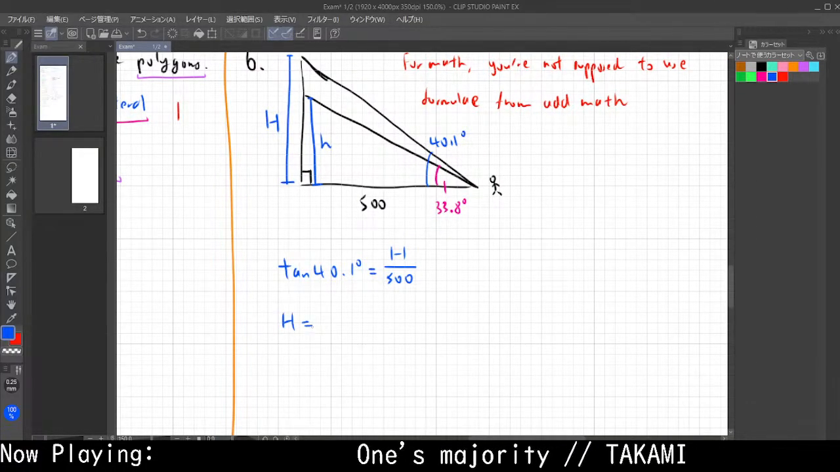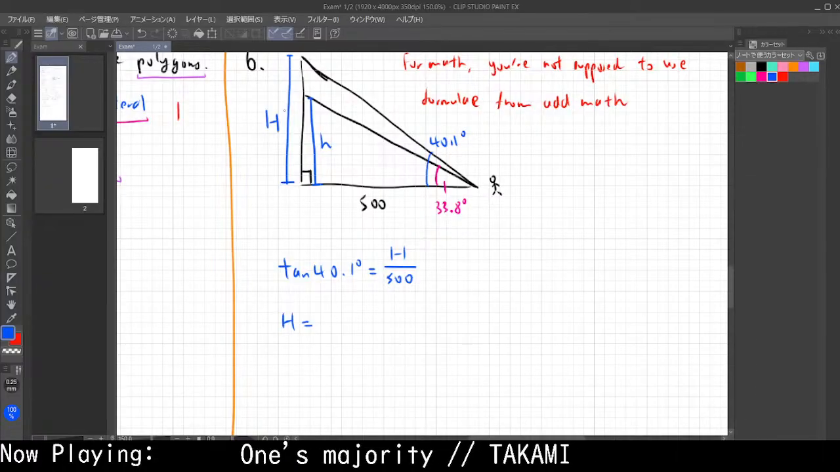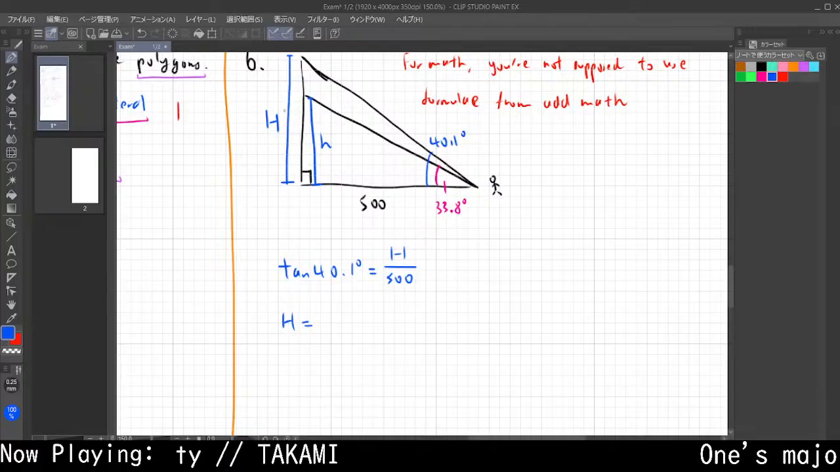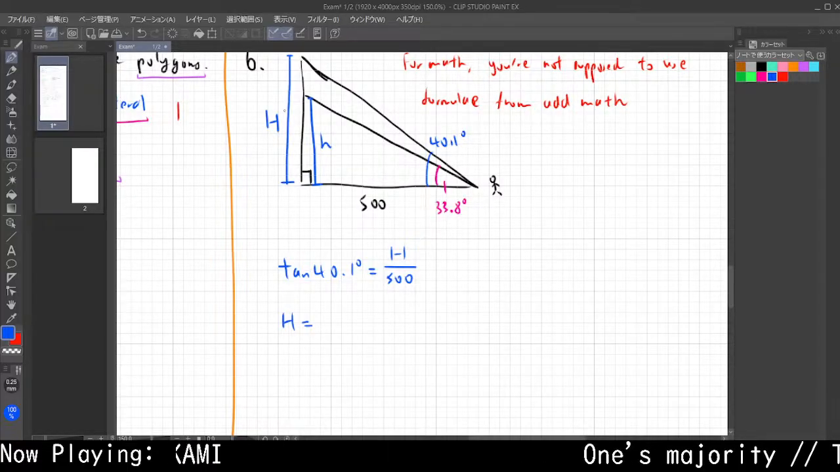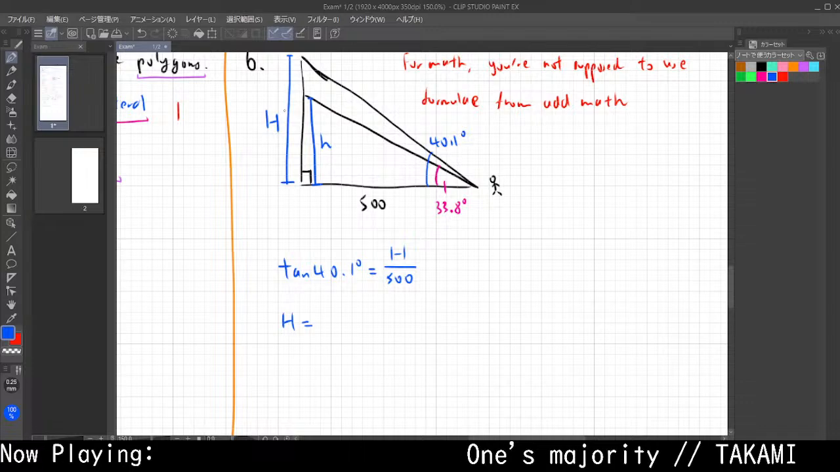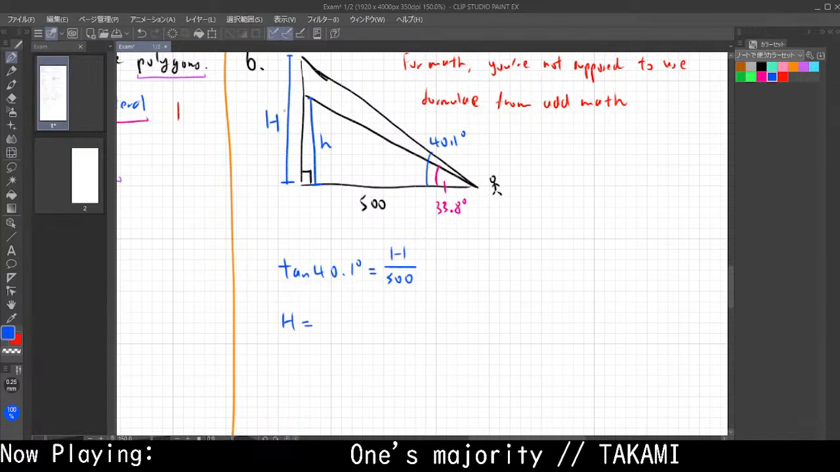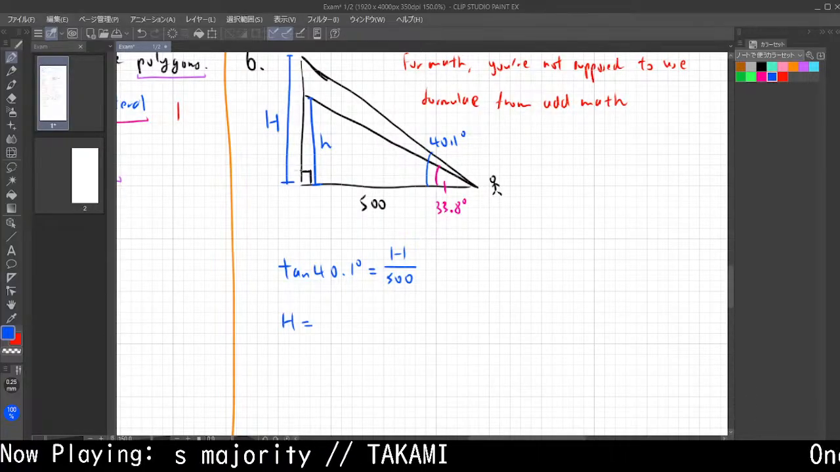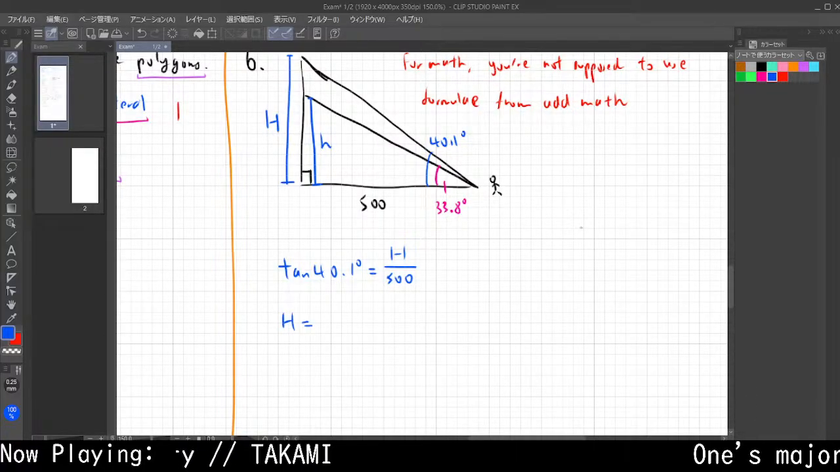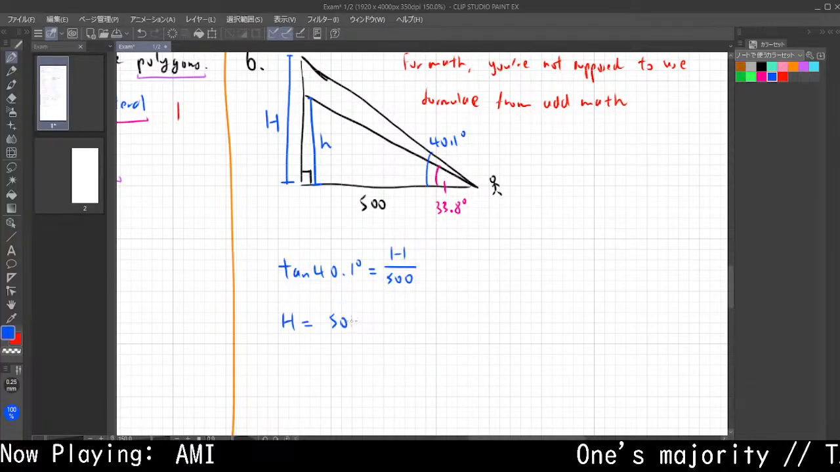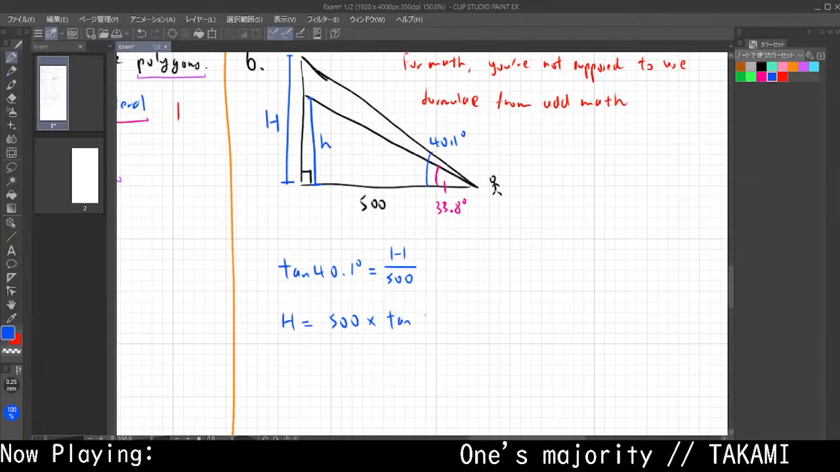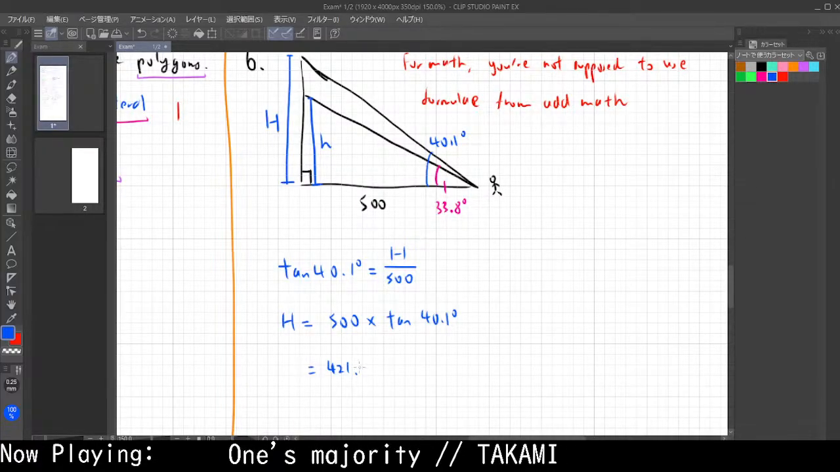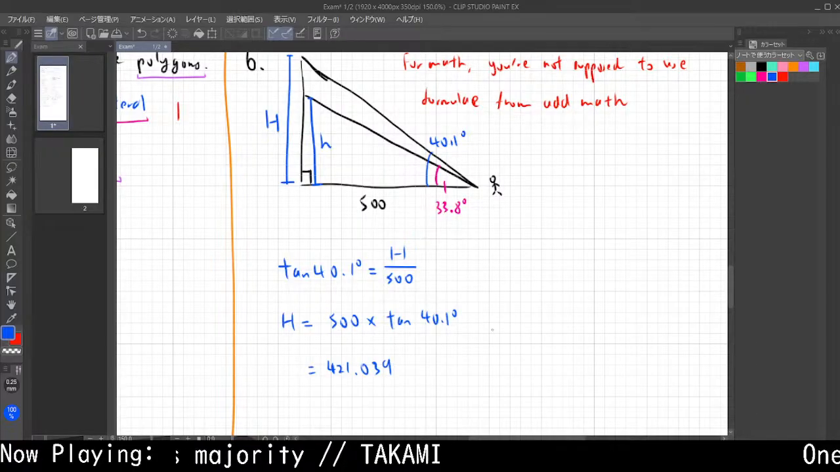Anyway, to find your H, because tangent is O over A, I think half of you got it wrong. Like you flipped it around. Just remember SOHCAHTOA. TOA is O over A, so O is opposite, A is adjacent, so H over 500. So your capital H should be equal to 500 multiplied by the value of tangent 40.1. So you should be able to get 421.039.